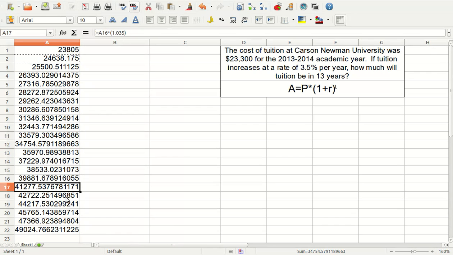Okay. Any given box gives you its formula up here. So box A17 is found by multiplying cell A16 times 1.035, which gives us our tuition. If we want to know the tuition after 13 years, since we started with in cell A1 after 1 year, cell A13 will have after 13 years, which is $35,970.99.